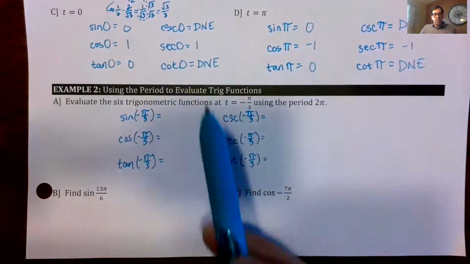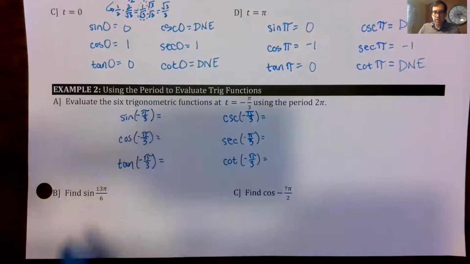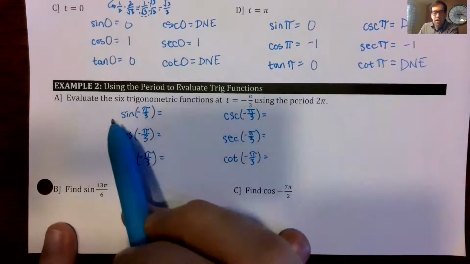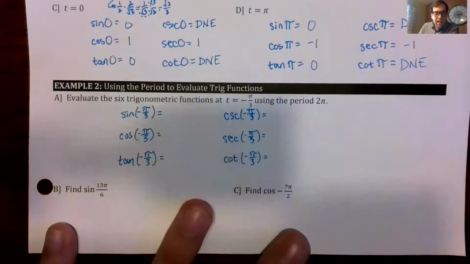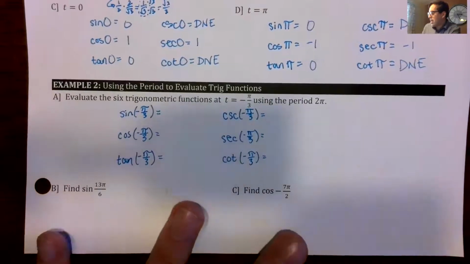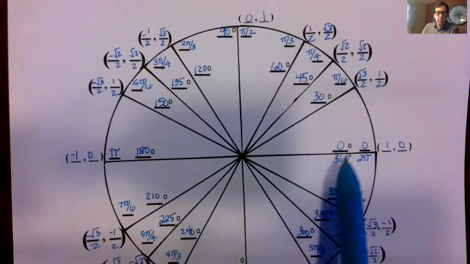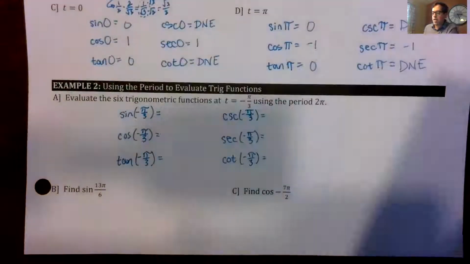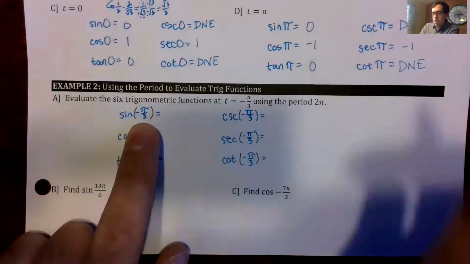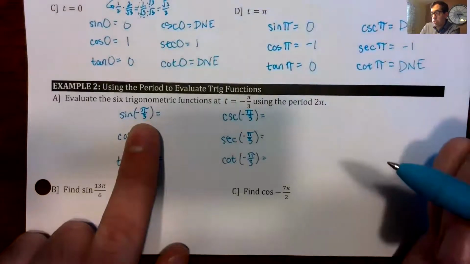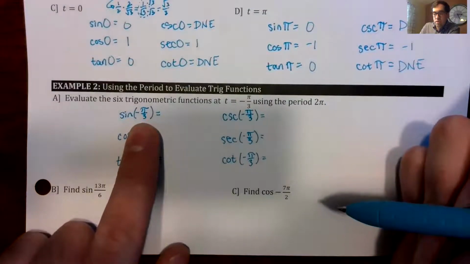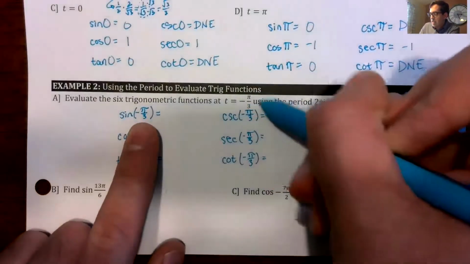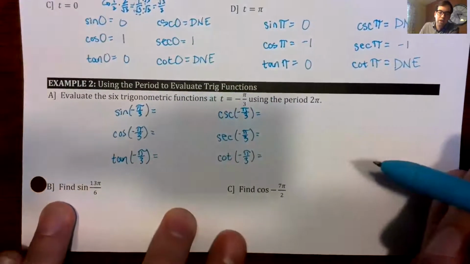So example 2 introduces the idea of the period. And a period just means that angles eventually are cyclical in nature and they go back to where they started. So if we're trying to evaluate a trig function of an angle such as negative pi over 3, that's not an angle that's on our unit circle. We only have angles that go from 0 to 2 pi. But negative pi over 3 is coterminal with an angle that is on the unit circle. Meaning, remember, if we add or subtract 2 pi, it still ends in the same spot. And for our purposes of trig functions, that counts.